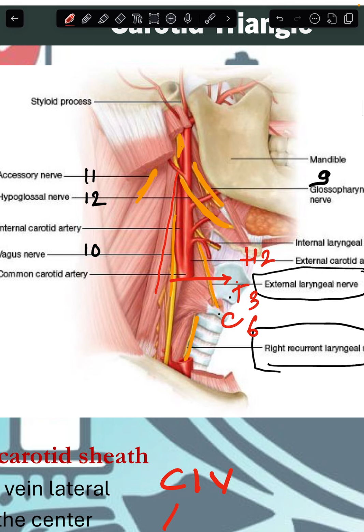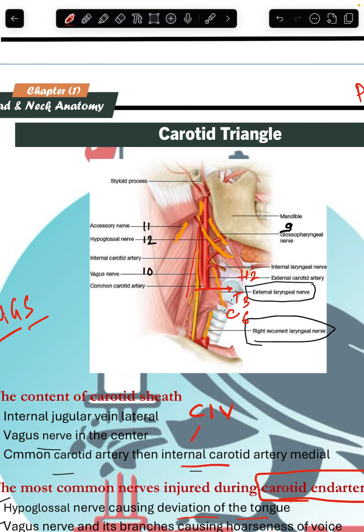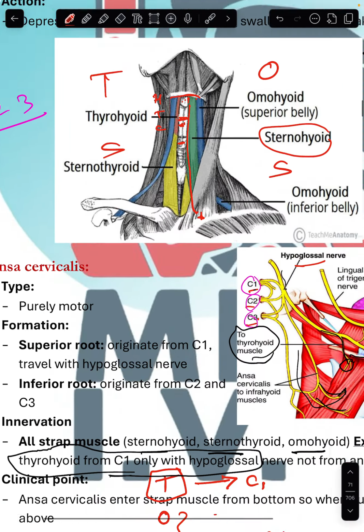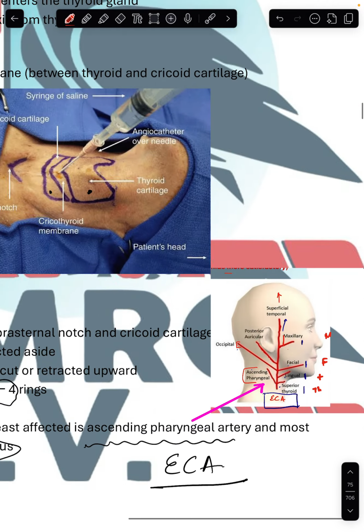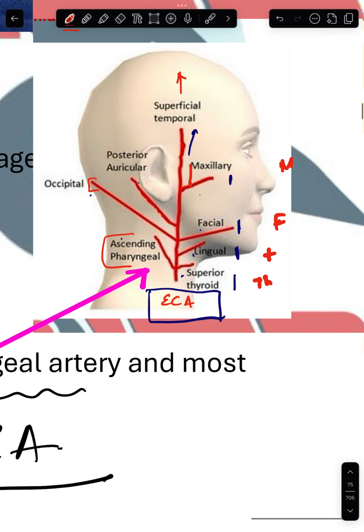The lowermost is the superior thyroid artery, which is a branch of the external carotid artery. Then you can see the inferior thyroid is from the thyrocervical trunk, it's not this. The second is the lingual artery, then third is the facial artery, and then the maxillary artery. So first we will cover these branches of the external carotid artery: superior thyroid, lingual, facial, maxillary.